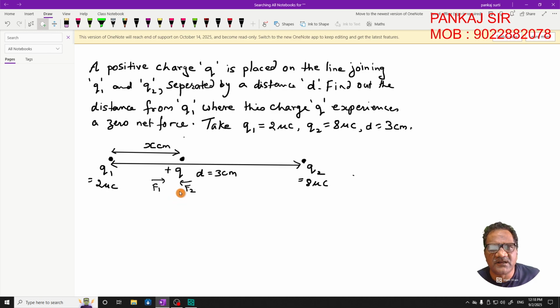Basically, there are two charges, Q1 and Q2. Q1 is 2 microcoulomb and Q2 is 8 microcoulomb. You can see both charges are positive, right? Q1 and Q2 both are positive. Now these two charges are separated by a distance of 3 centimeters.